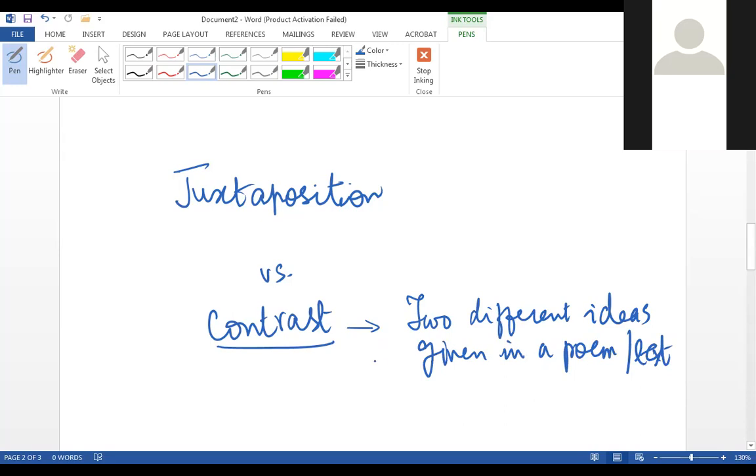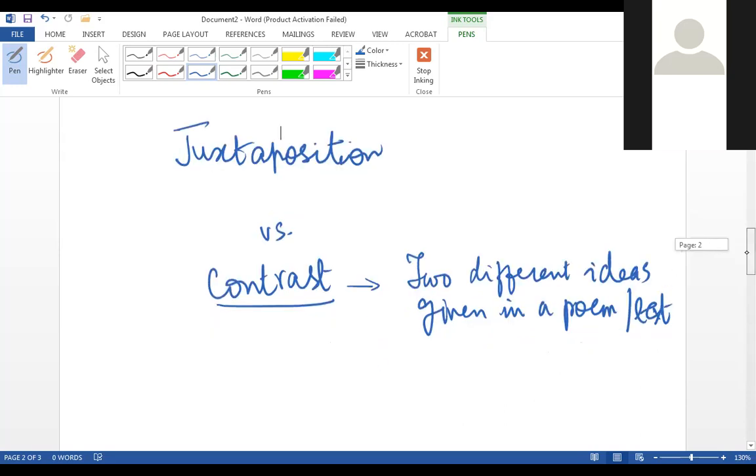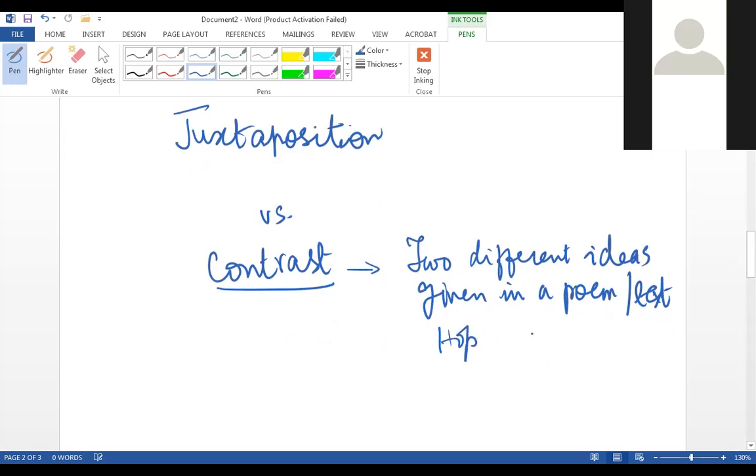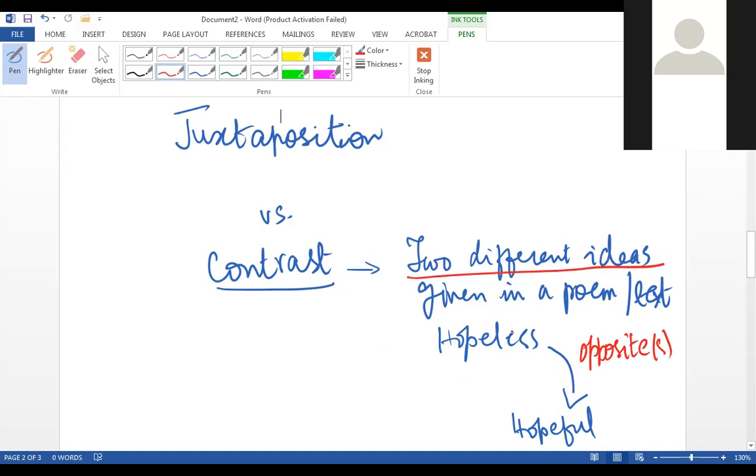So contrast means that perhaps I am hopeless at the beginning, but later in the text I will be hopeful, right? So contrast can be taken as opposite ideas. They're opposites to each other, because they're two different ideas. But then this feeling, like being hopeless and hopeful, will be communicated by the entire text. This will be given in the entire text.